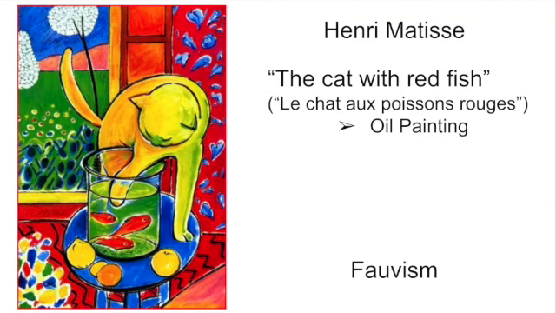The name of the artist we're studying today is Henri Matisse. The title of this piece is "The Cat with Red Fish." Please make sure that that's in quotation marks. And if you want to be fancy, in French, it's "Le Chat aux Poissons Rouges." I probably butchered that pronunciation, but that's okay.